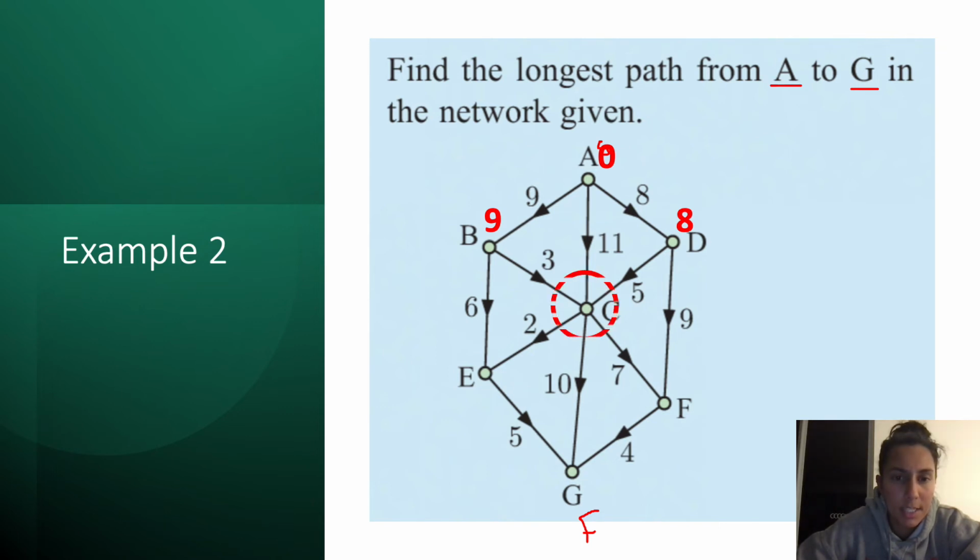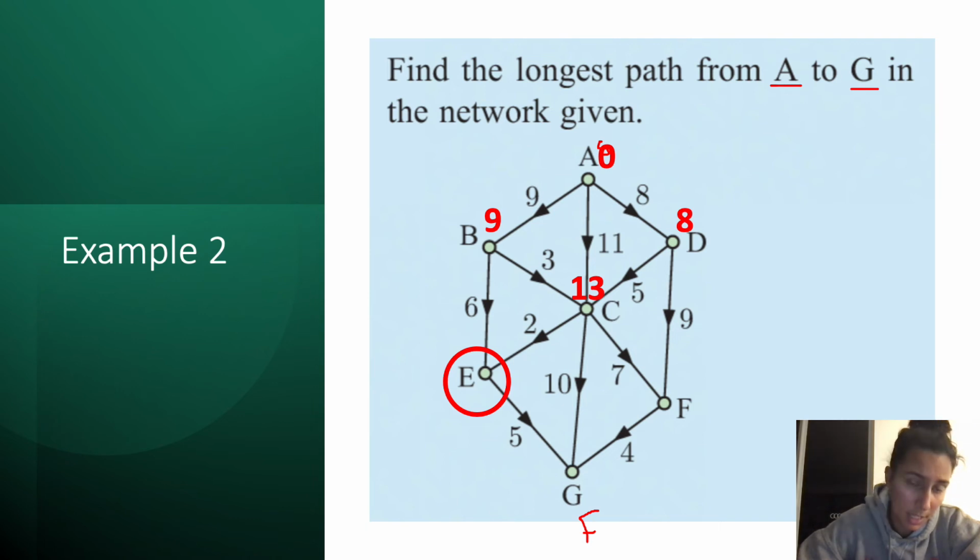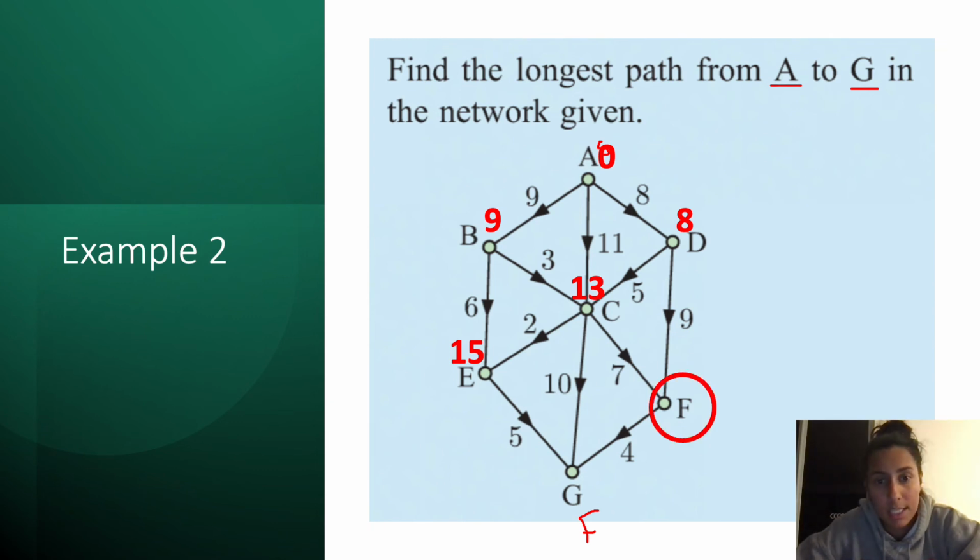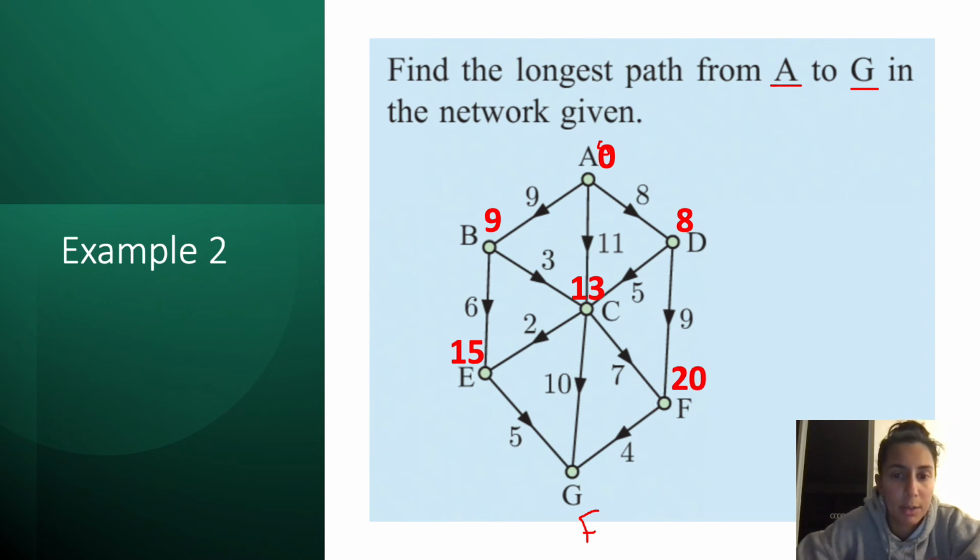Now when I get to node C, I have 3 choices. So I have 9 plus 3, 0 plus 11, or 8 plus 5. And 8 plus 5 is going to give us the largest value. Then I have node E, which has 2 arcs coming into it. So I've got 9 plus 6, or 13 plus 2, and they would both give me 15. So that one's easy. Then I'm going to F. Again, I've got 2 arcs coming in. So I've got 13 plus 7, which would give me 20, or 8 plus 9 for 17. So I'm going to go with the larger value of 20.